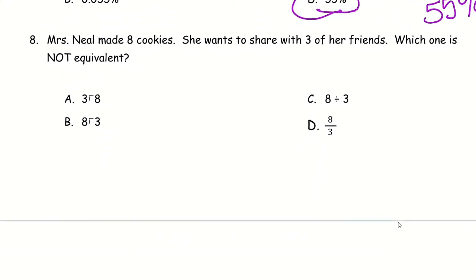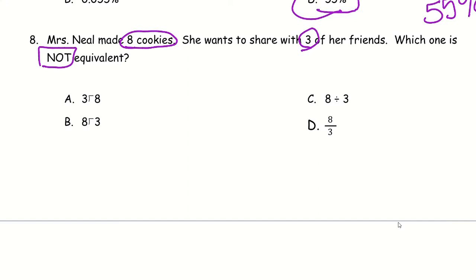Miss Neal made 8 cookies. She wants to share with 3 of her friends. Which one is not equivalent? We're in math class, so let's underline or circle our 8 cookies. And she wants to share with 3 of her friends. Which one is not? Make sure that is not. Is that tricky? That means 3 of them are right.